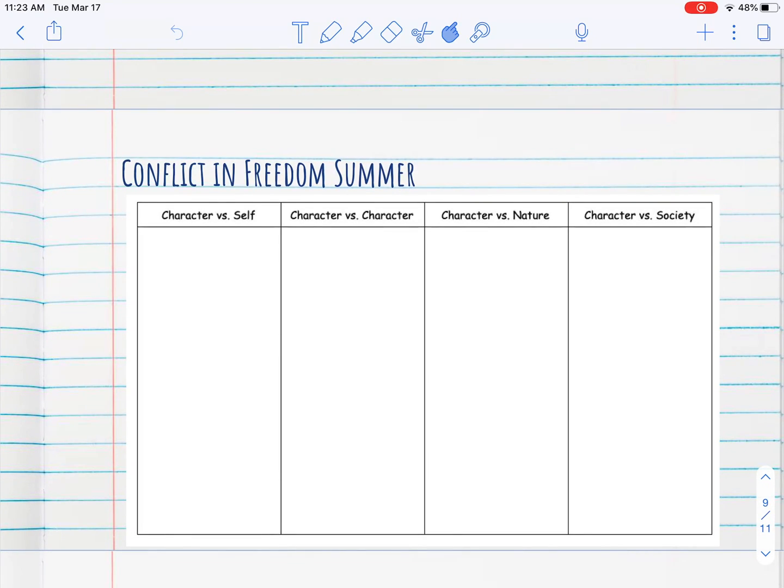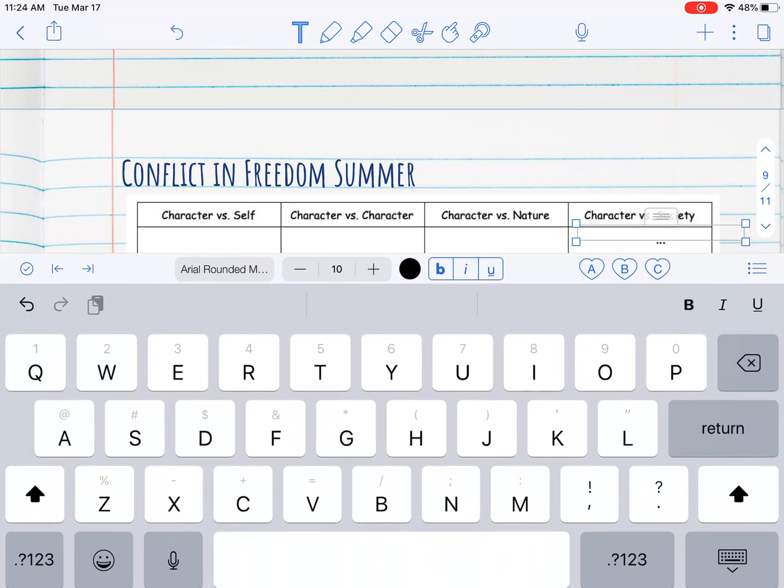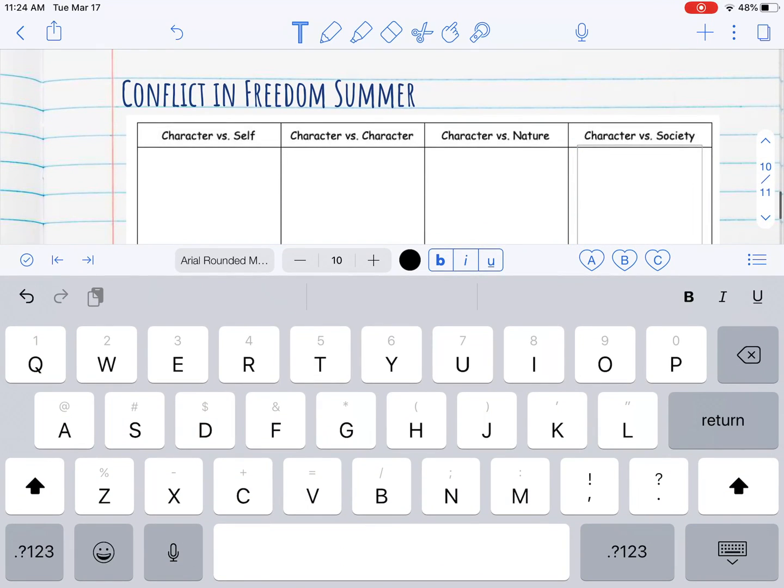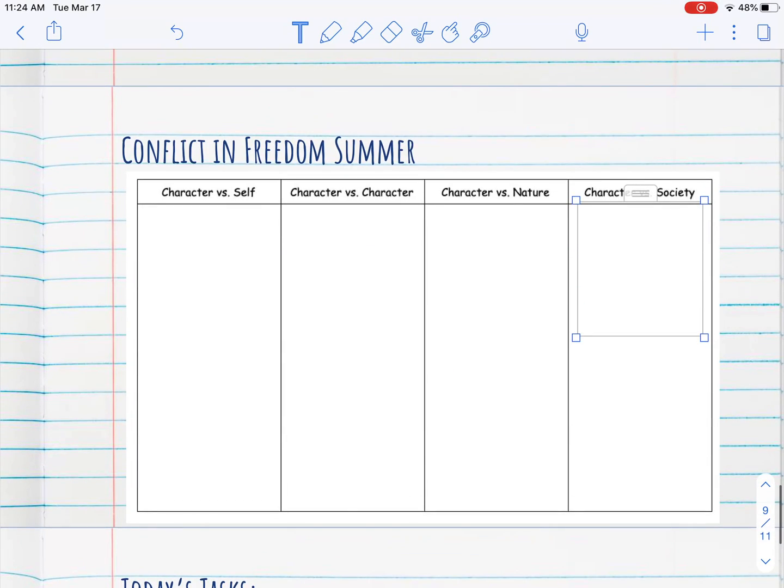So what I'm going to do, I'm going to model how I'm going to think through this process with Freedom Summer. And then what you're going to do, you have a chart similar to this table. You're going to think about your characters in your book, and you're going to complete this chart using your historical fiction book club book. So, Freedom Summer. One of the big things about Freedom Summer is the swimming pool and how the South is very segregated. So that's going to go with that character versus society struggle.